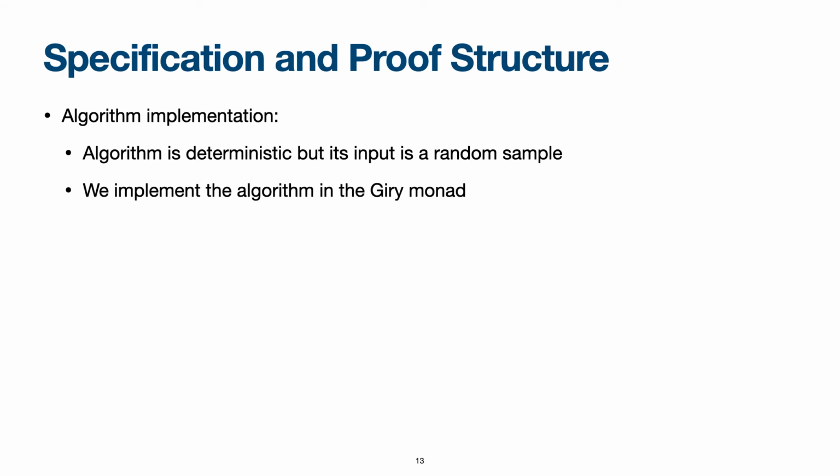The algorithm implementation is very simple. The algorithm itself, the learning algorithm, is deterministic, right? Because all we do is choose the rightmost point. But its input is a random sample. And so to formalize our learning algorithm in a Lean proof assistant, we simply used the Giry monad.